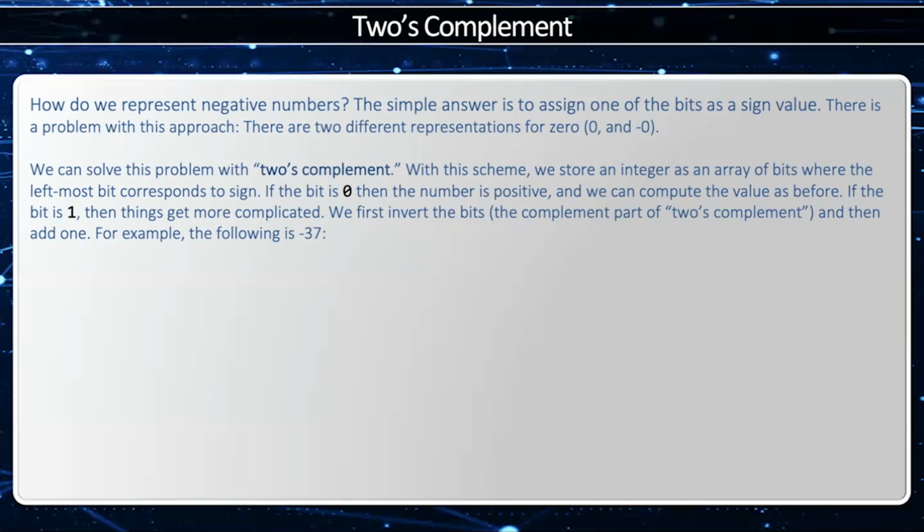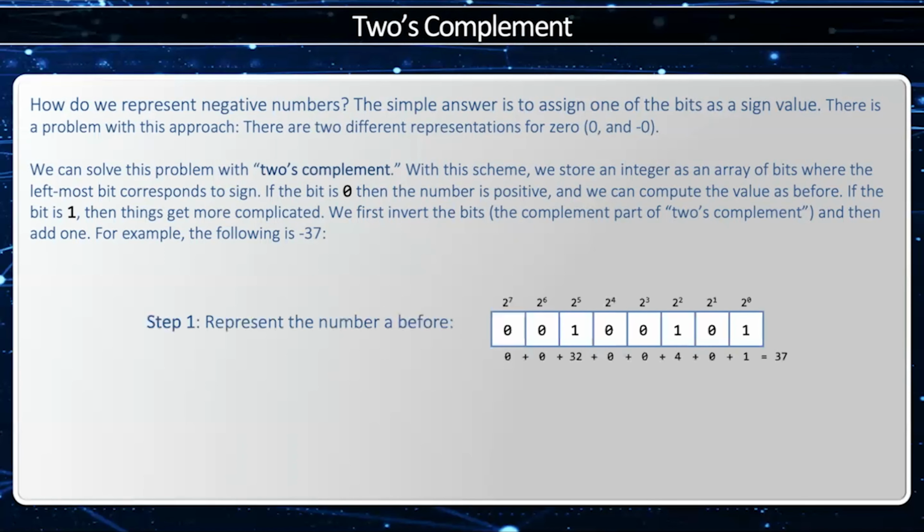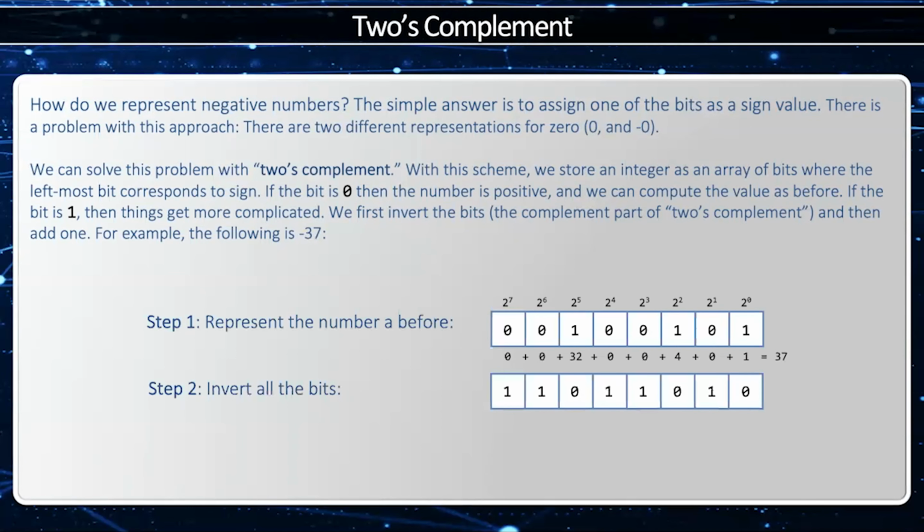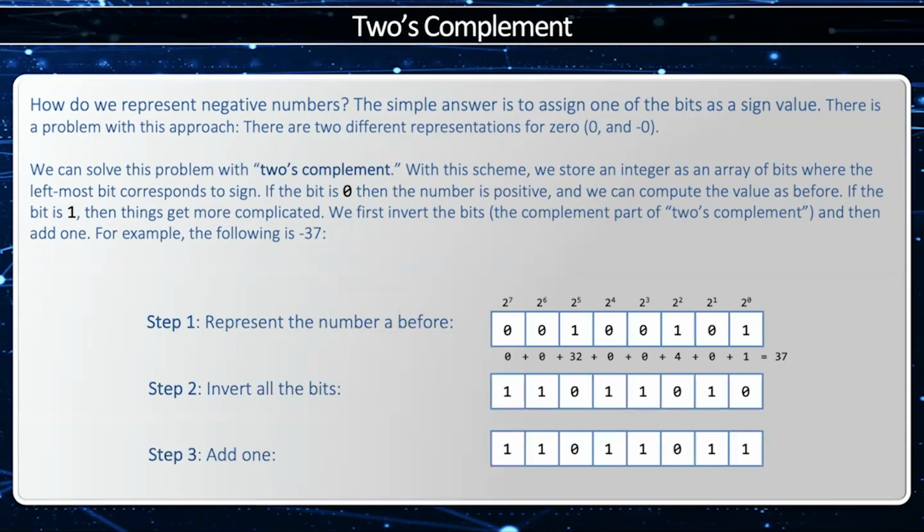For an example, let's take negative 37. First, I'm going to represent 37, which is 32 plus 4 plus 1, and that's 37. And then I'm going to invert all the bits. So instead of going 0, 0, 1, 0, 0, 1, 0, 1, I'm going to go 1, 1, 0, 1, 1, 0, 1, 0. And then I will add 1. And that's the 2's complement.